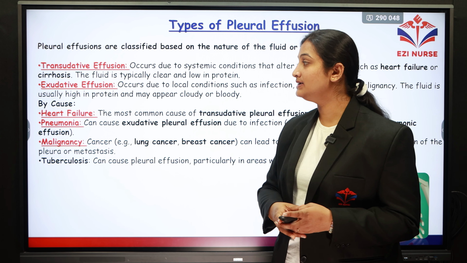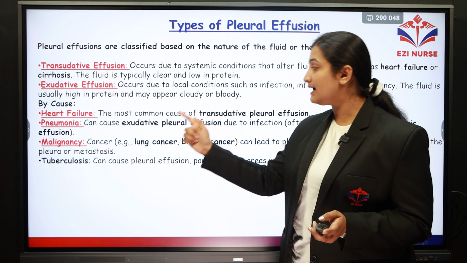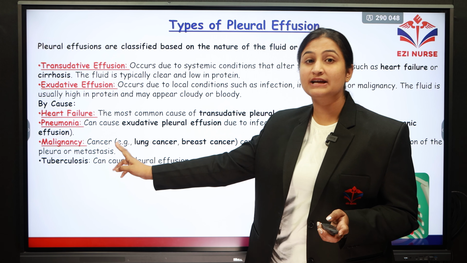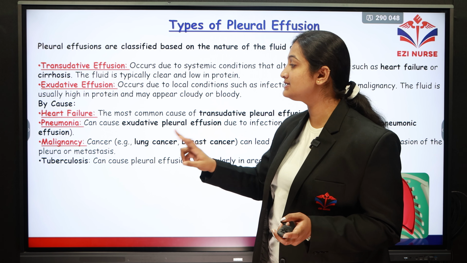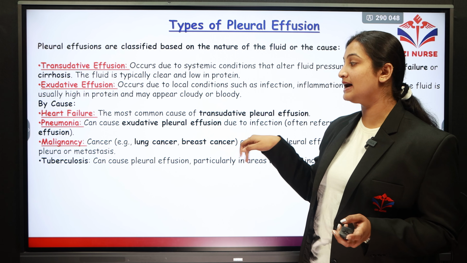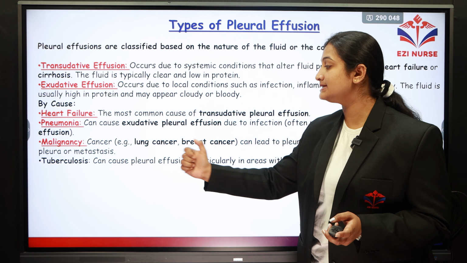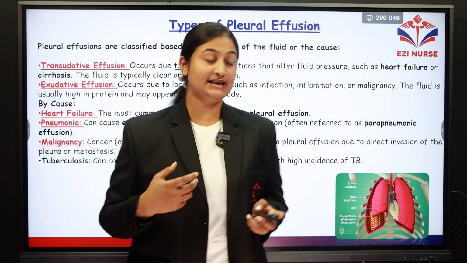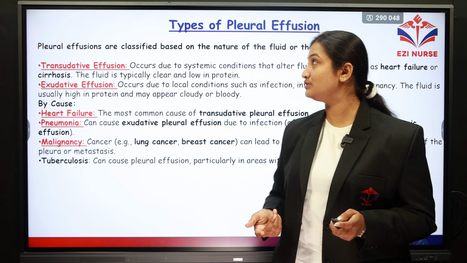Coming to the next one, what are the causes? That is heart failure, pneumonia, malignancy. Heart failure is the most common cause of transudative pleural effusion, and pneumonia can cause exudative pleural effusion. So you have to connect it with these points. Then malignancy, that is something related to cancer, lung cancer, breast cancer, leading to pleural metastasis. The next one is tuberculosis, which can cause pleural effusion, particularly in areas with a high incidence of tuberculosis. So that's about the pleural effusion types.